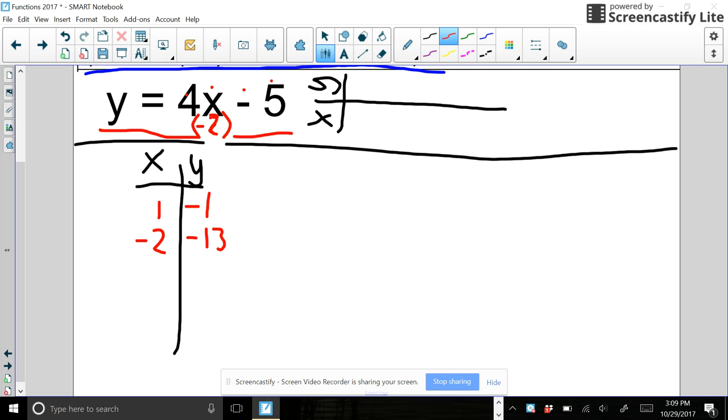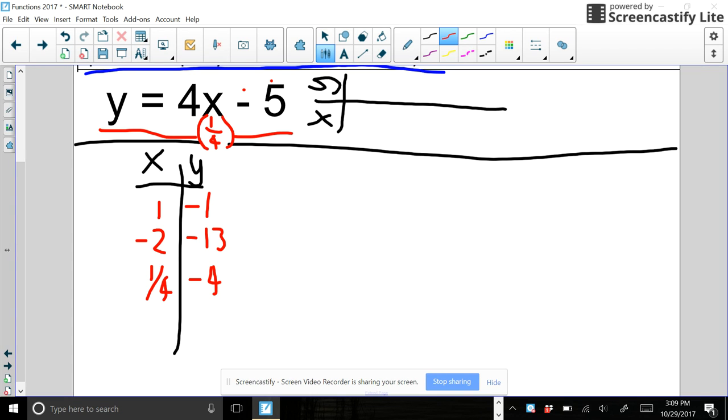Okay, do you think it would be okay if we picked fractions? Let's try a fraction. What if we picked 1/4? So we're going to substitute in a 1/4 for X. So we would have 4 times 1/4. That is 1. Take away 5 is -4.